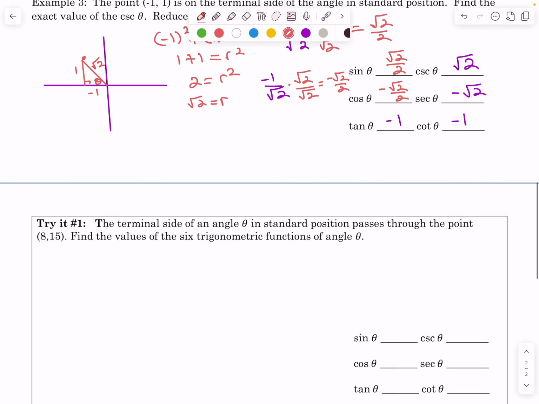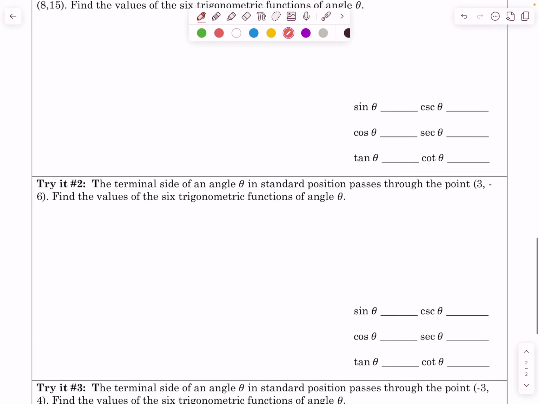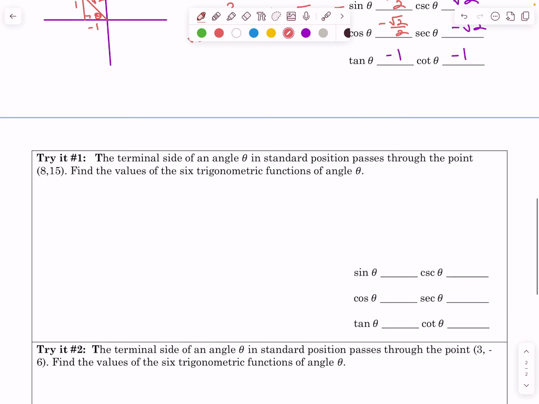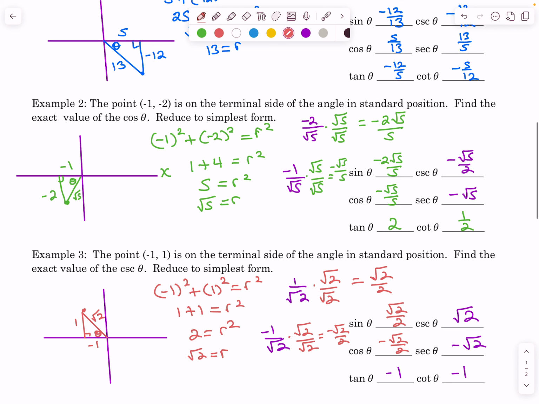Okay, so the triads are following, so you should work on those. And then this is what we'll kind of start with when we're back in school again.